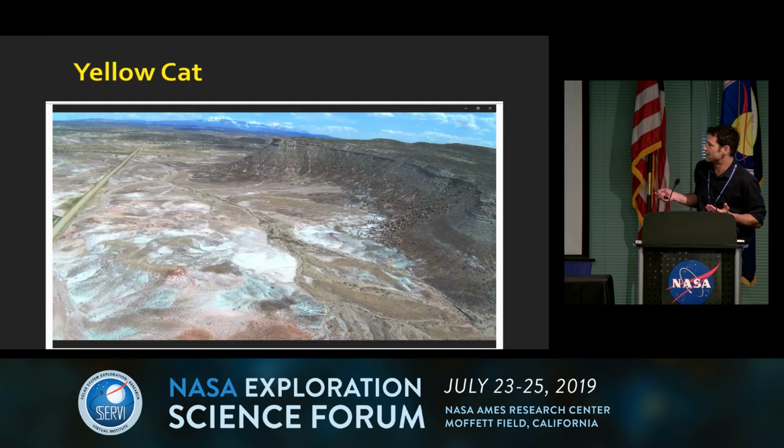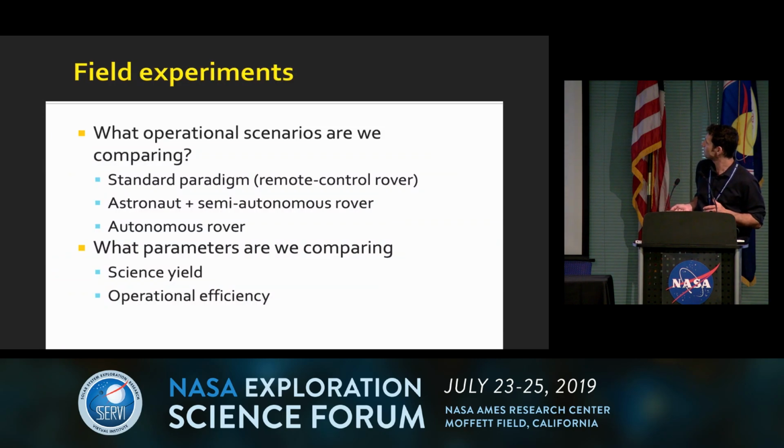Yellow Cat is the same. You can see from this image just the amount of color variability taken from a drone. On the left is a road for scale. So there's a lot of variability on a small scale, which the rover can explore.